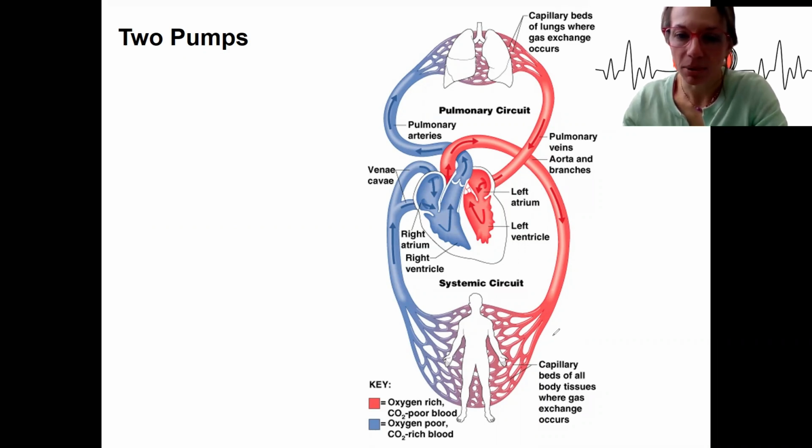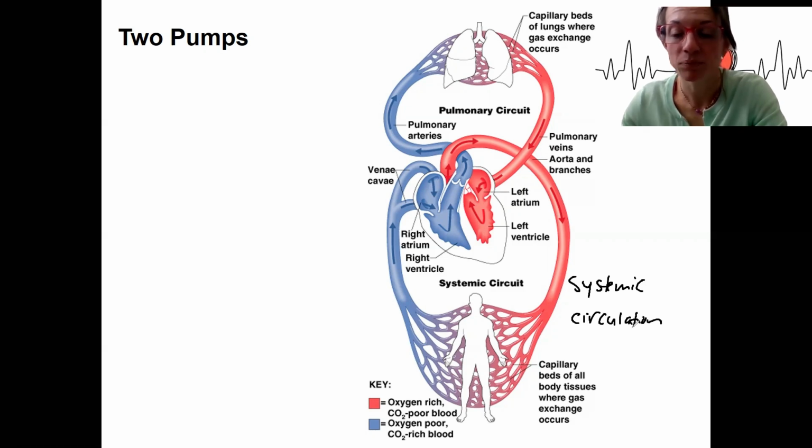This is our systemic circulation over here. And this needs a pretty good pump to force blood through this entire system, the entire body, up to your head, going against gravity. This is a high pressure system. This pump is going to generate a very high pressure in order to get that blood to flow throughout the whole body.